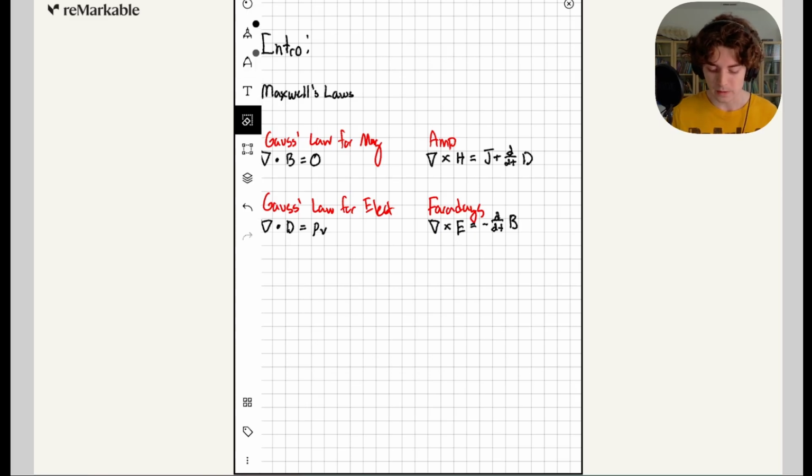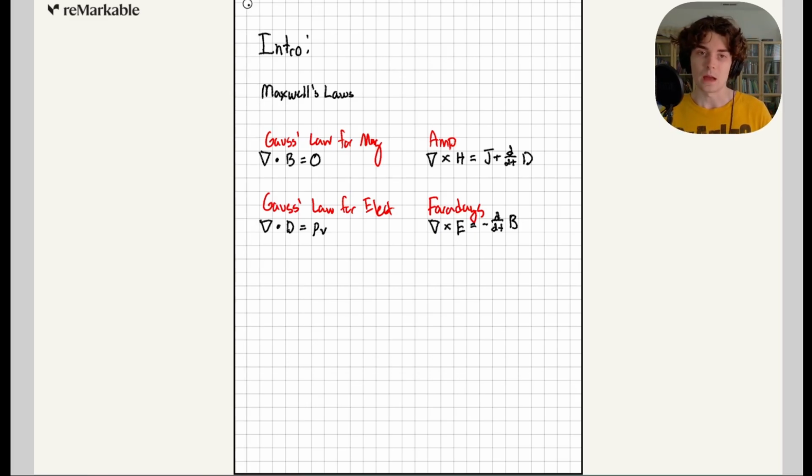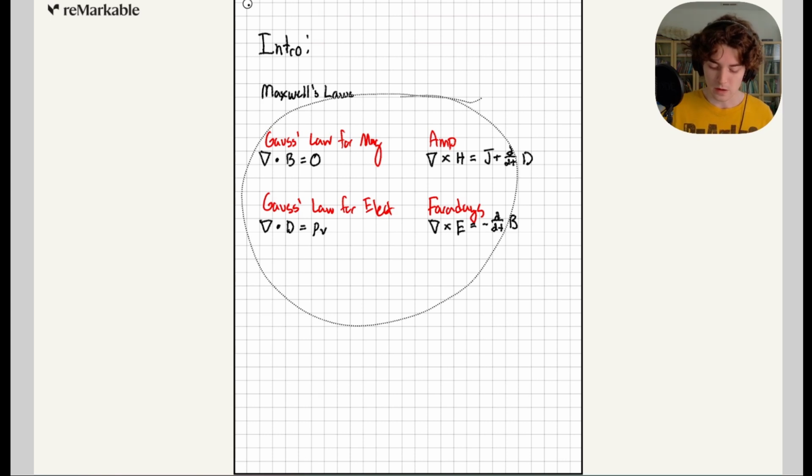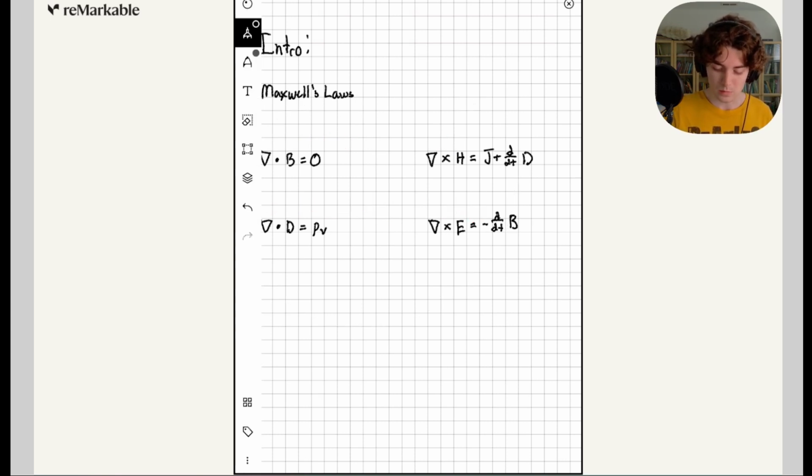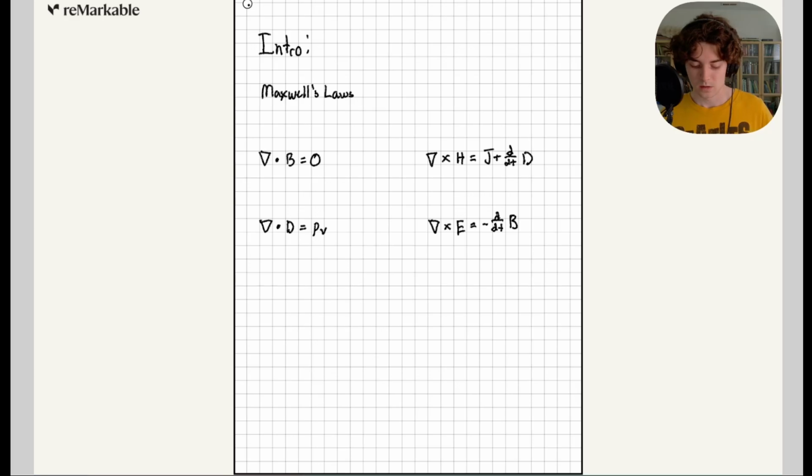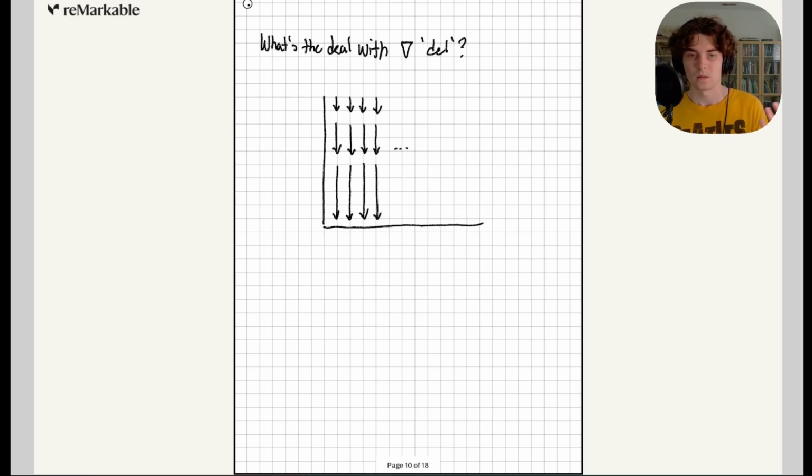But before we can really dive in and understand Maxwell's laws and how they can sort of break our Kirchhoff's laws, we have to understand some of these components that make up the laws. What is that funky shape that's the upside down triangle? Well, that's an operator called del. And an operator is something like plus, minus, divide, derivative, something like that.